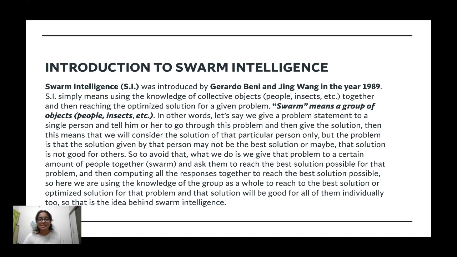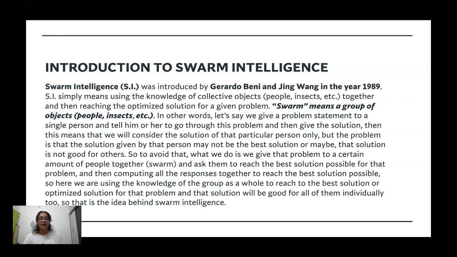In other words, let's say we give a problem statement to a single person and tell him or her to go through this problem and then give the solution. Then this means that we will consider the solution of that particular person only. But the problem is that the solution given by that person may not be the best solution, or maybe that solution is not good for others.